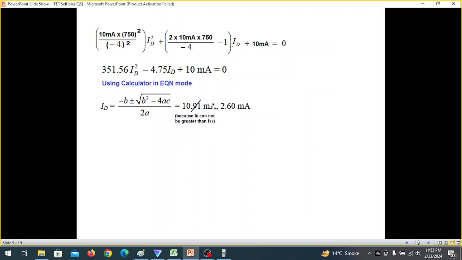Now we will neglect the first one, because ID cannot be greater than IDSS. The IDSS value in our case is given as 10 milliampere. So the drain current cannot be more than that. Therefore, we have put a cross. So we'll take this value, 2.6 milliampere, as the ID. Now this value we have obtained through the equation. Now we have to compare with question number 6. And in question number 6, we found IDQ to be approximately 2.7 milliampere. So our answer is very close.